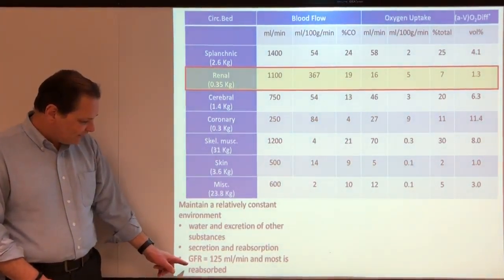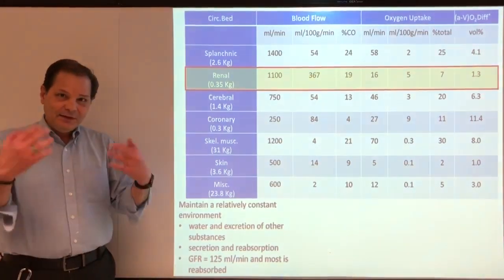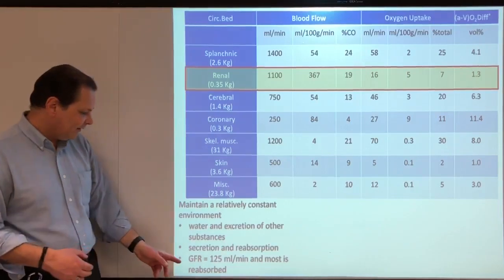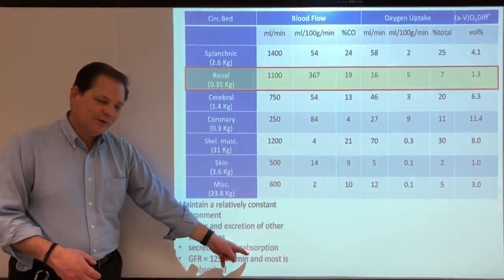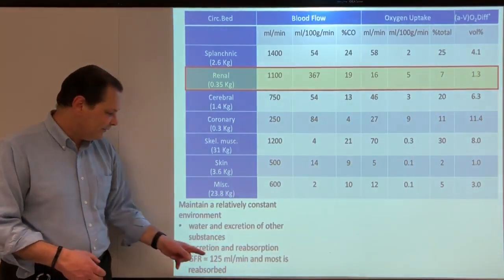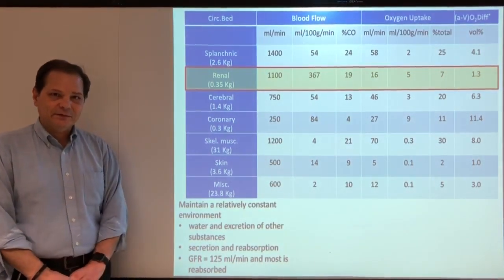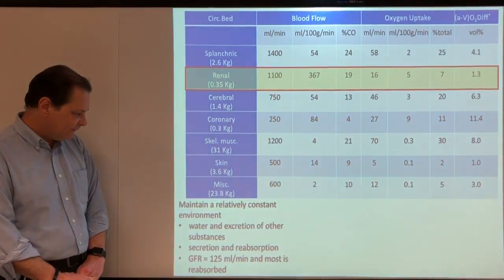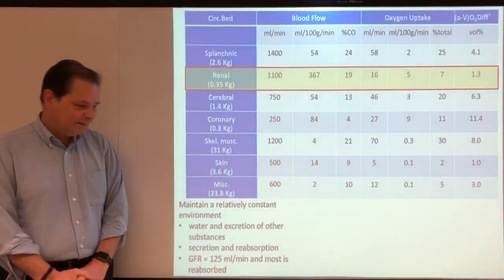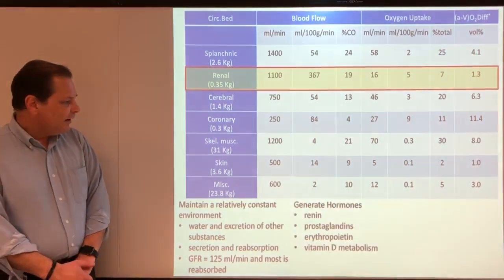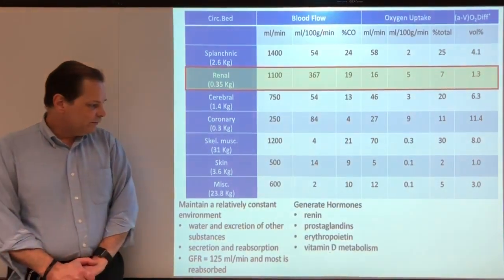So substances are filtered from the plasma into the tubular fluid, and then they are either removed via reabsorption, that is, retained within the body, or they are secreted, that is, substances are added to that tubular fluid to get rid of as much of them as possible, or as much of them as needed. Okay, so homeostasis. The kidney also generates hormones.